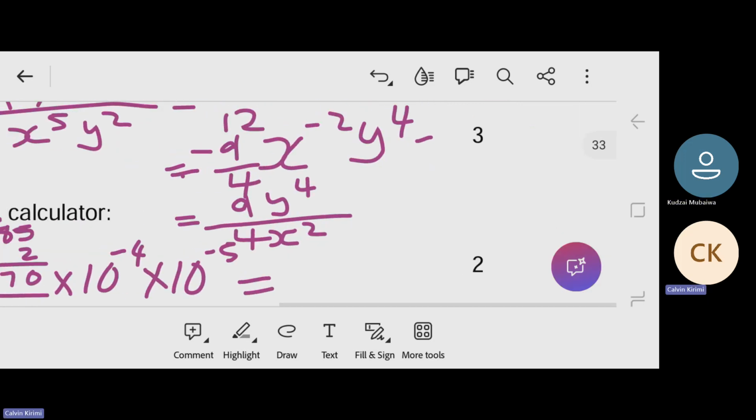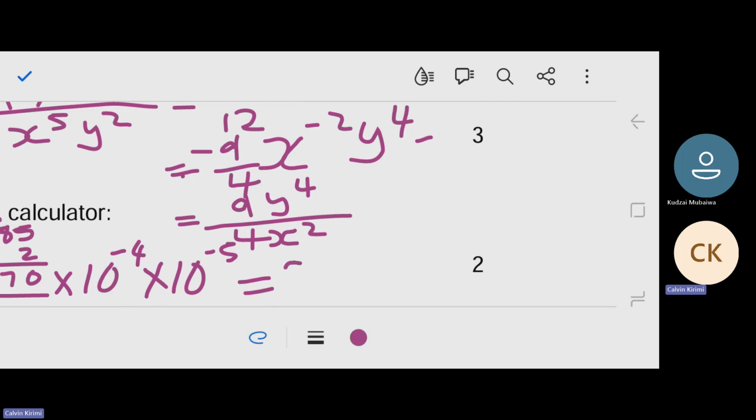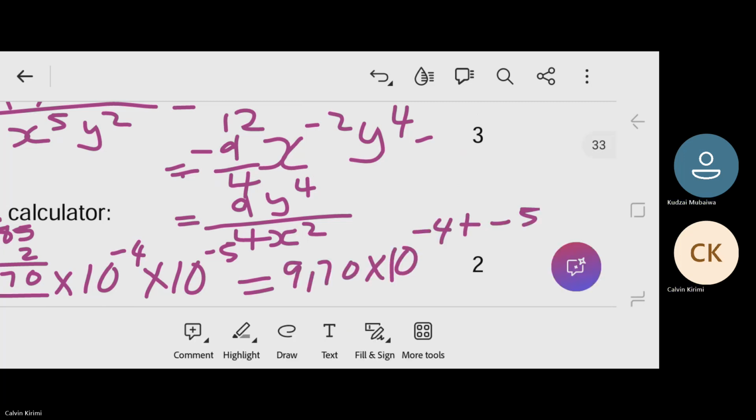You must convert to standard form using the laws of exponents. 9,70 times 10 to the power negative 4, negative 4 plus, you add the exponents, isn't it? Yes, sir. Plus negative 5. What do you get? So the final answer is what? Negative 9.